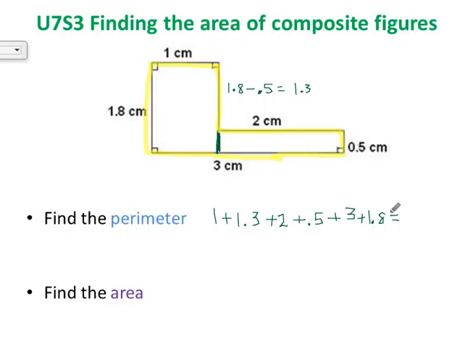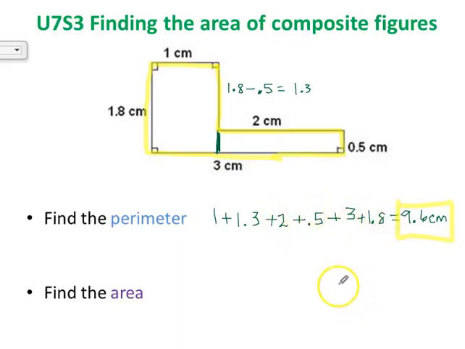So 1 plus 1.3 plus 2 plus 0.5 plus 3 plus 1.8 is 9.6. Perimeter, we would leave centimeters. We wouldn't square it when we talk about perimeter. We're just going to leave it as centimeters.